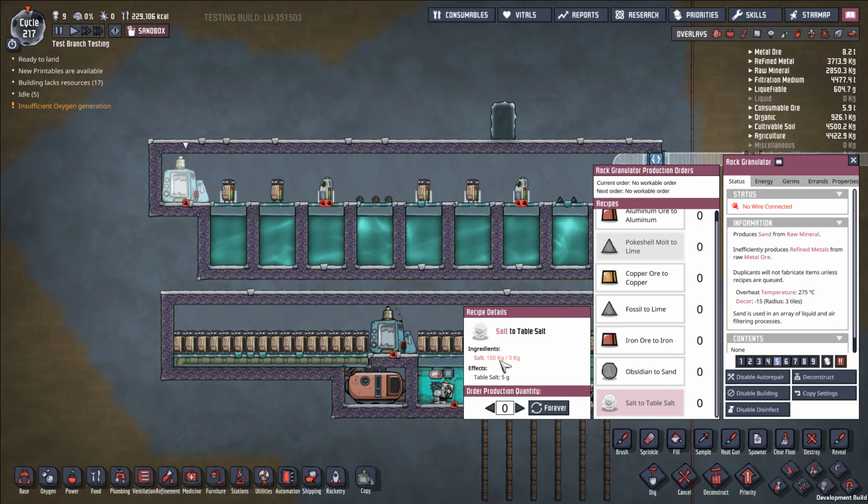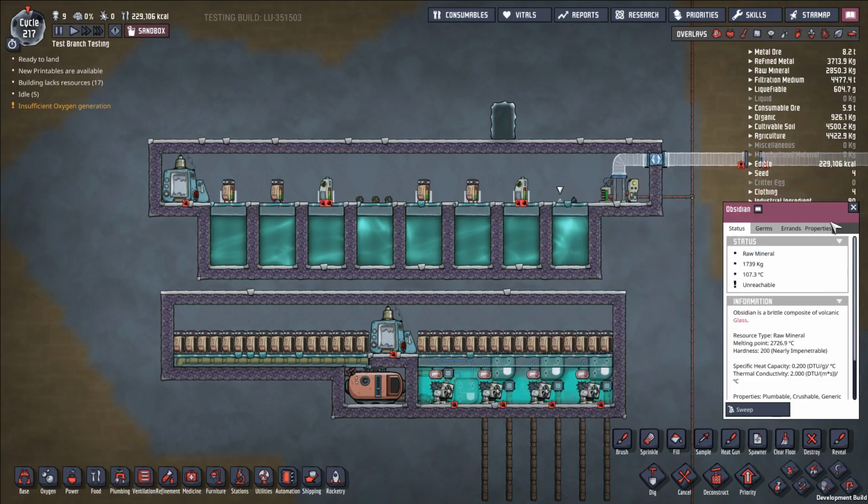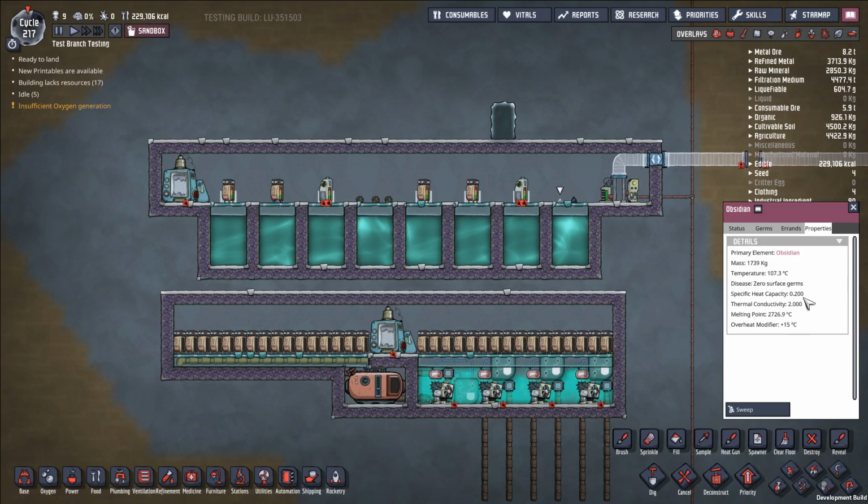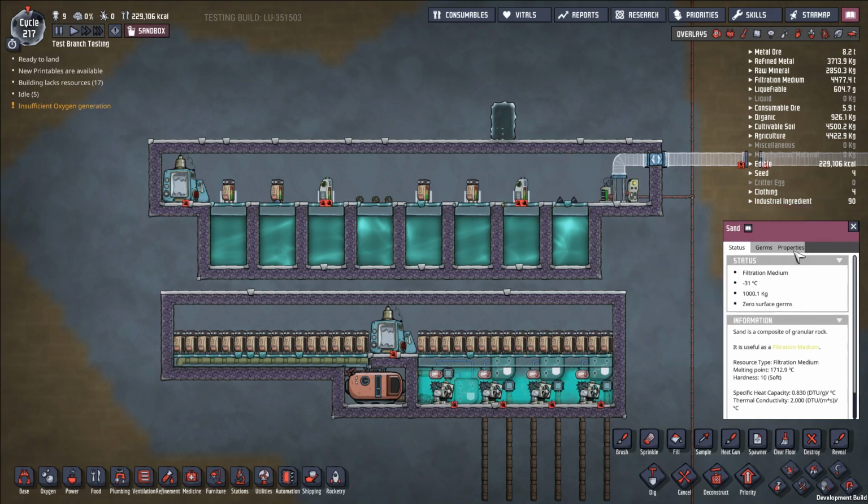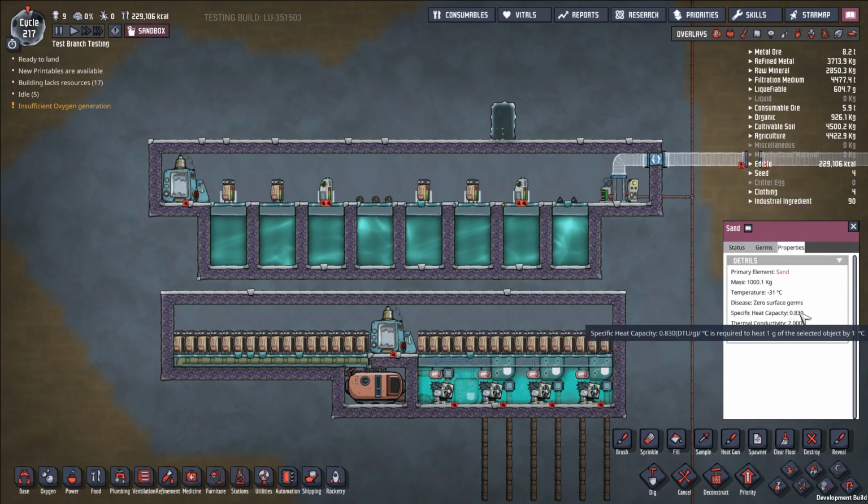I'm not going to show it off here today because I think it's a little bit less efficient than the process I'm about to show you, which is using obsidian and sand. Either that or sedimentary rock and sand. They have the same thermal properties, and both of them convert to sand at a 1-to-1 ratio. And basically the idea here is that obsidian has a specific heat capacity of 0.2, whereas sand has a specific heat capacity of 0.83.